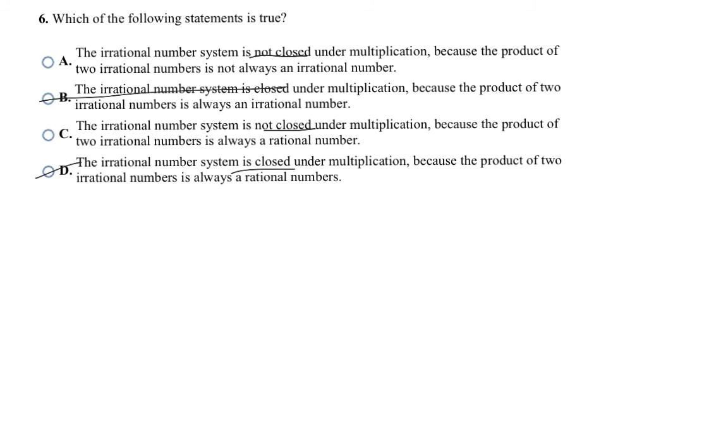All right, so I look at it. A talks about it not being closed under multiplication because the product is not always an irrational number. Whereas C says that the product of two irrational numbers is always a rational number. So for it to not be closed, it cannot always have an irrational number answer. So that means it's going to be A.